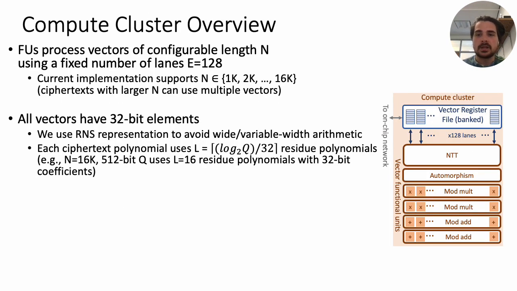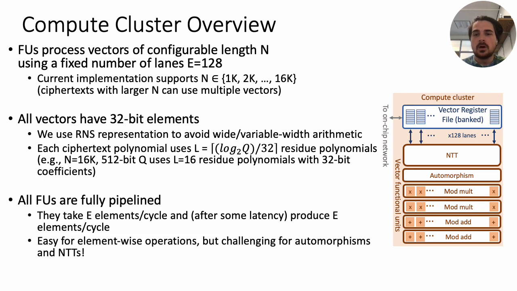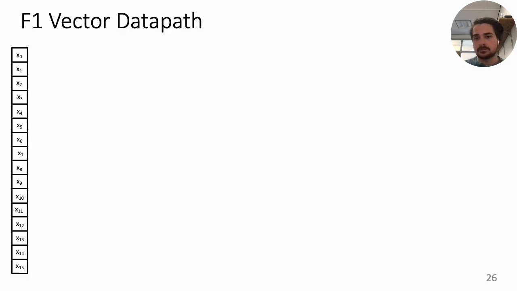Each of F1's compute clusters is built out of four basic functional units that process vectors of configurable length n using a fixed number of lanes E, equal to 128 in our implementation. Vectors have 32-bit elements, and we leverage RNS to avoid wide and variable width arithmetic. All functional units are fully pipelined and process E elements per cycle. This is easy for element-wise adds and multiplies, but pretty challenging for automorphisms and NTTs.